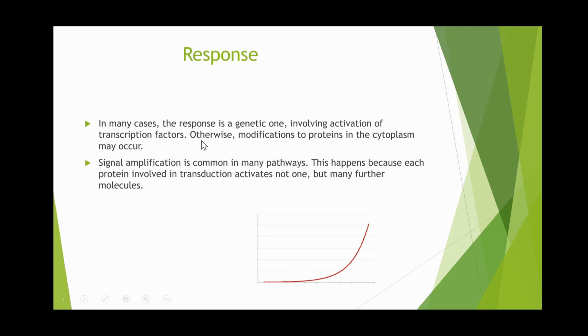Finally, we have the response. The response is essentially what happens because of the binding of the ligand to the receptor. What is the final output? In some cases, the response is a modification to the genes, or to transcription factors, which essentially activate the genes. What can happen is that when the ligand binds to the receptor, we have a vast chain of events, and at the end we have the activation of transcription factors.